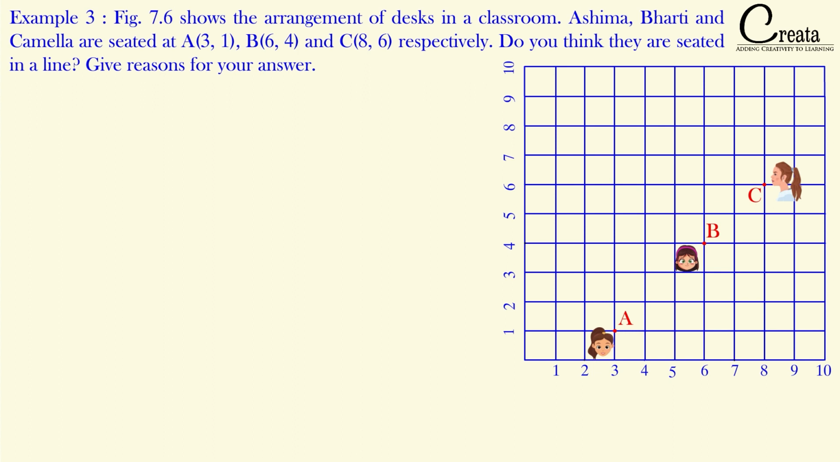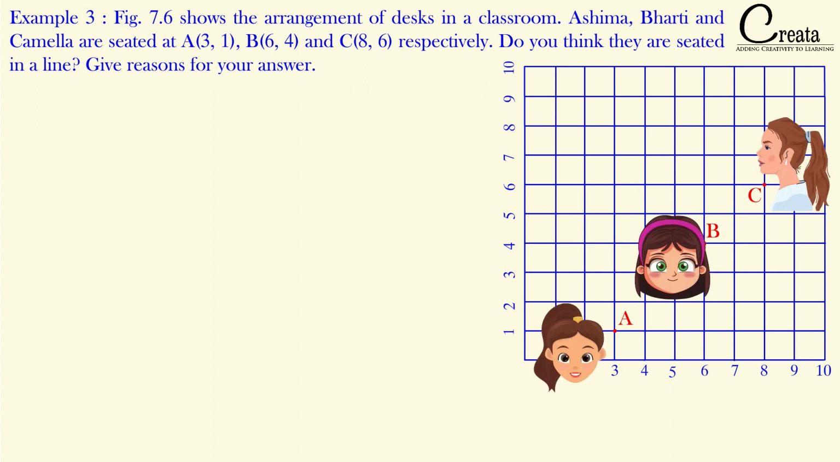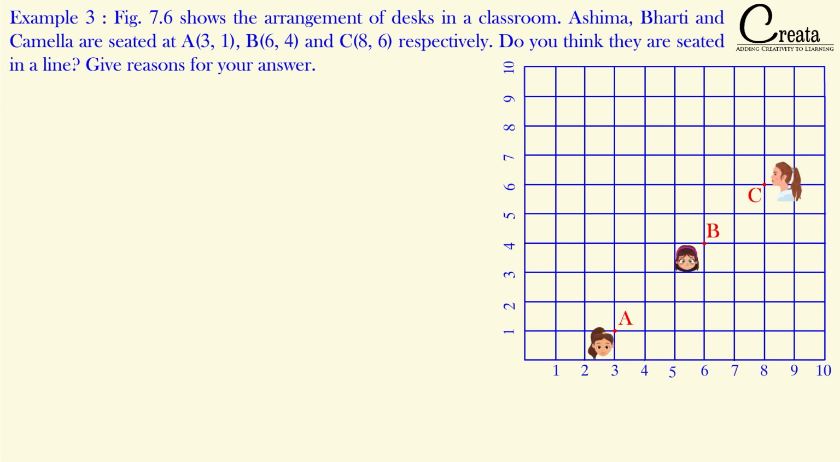So first, let's observe the question. In this question, the arrangement of the desks in the classroom is talked about, and Ashima, Bharti and Camilla are 3 girls and the coordinates are given as (3,1), (6,4) and (8,6) respectively. We have to find whether they are on a straight line or not. So how will we check whether they are on a straight line or not?